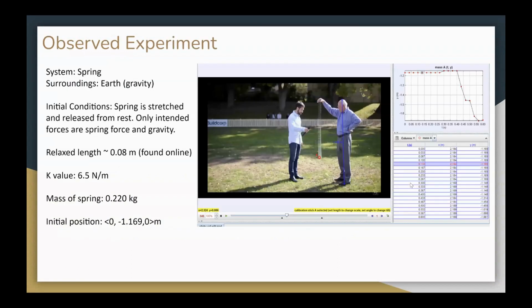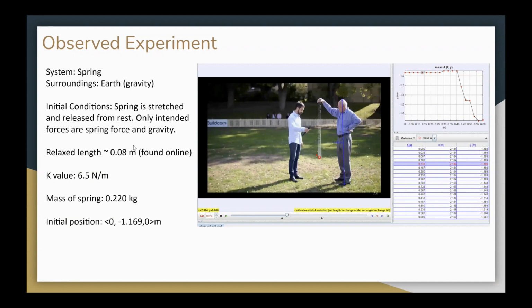This is our observed experiment. As you can see, he's dropping the slinky from rest. The system is the spring and the surroundings is the earth. The initial conditions are that the spring is stretched and released from rest, and the only intended forces are the spring force and gravity. I was able to find online that the relaxed length was about 0.08 meters.